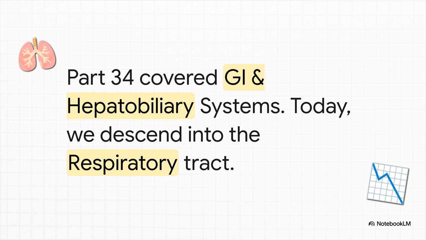So, just a quick recap. In Part 34, we navigated the twists and turns of the gastrointestinal and hepatobiliary systems, figuring out how to perfectly code procedures for the stomach, intestines, and liver. But today we're pivoting our focus and descending right into the chest. We're going to explore the respiratory tract, really dissecting those specific rules that make coding for the lungs and airways so unique and honestly, so incredibly interesting.